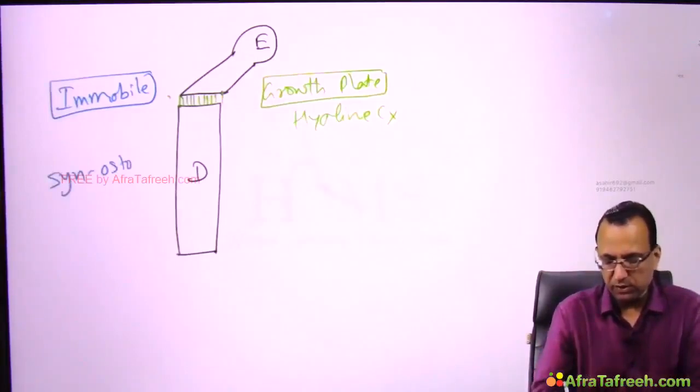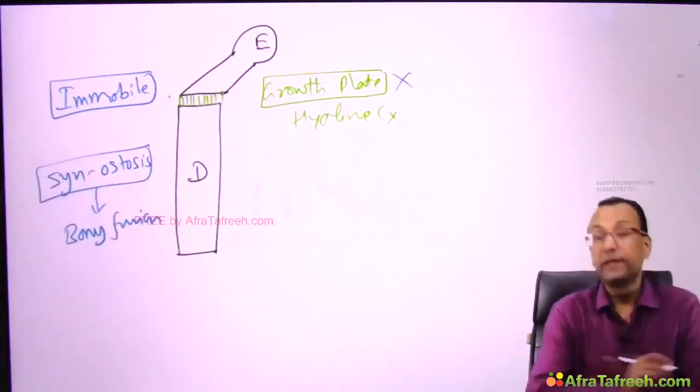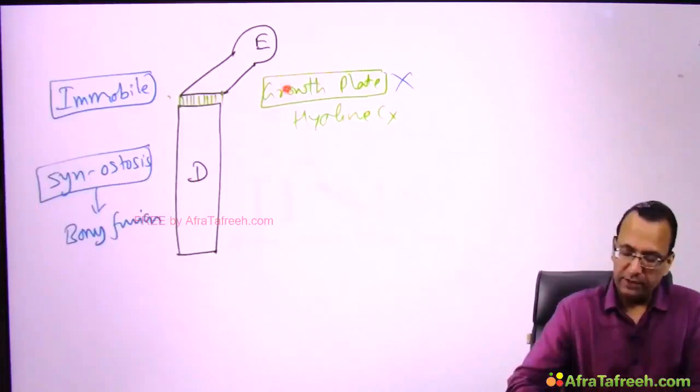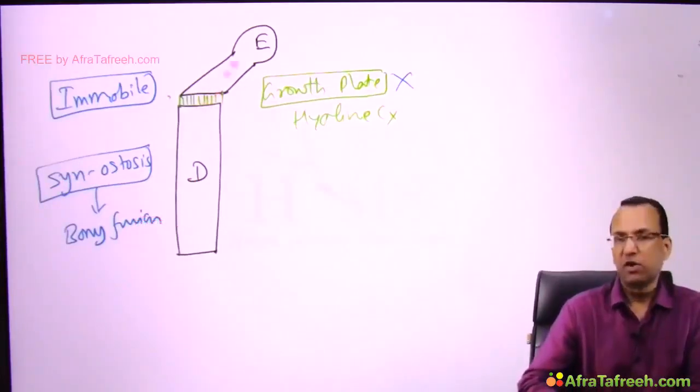What is synostosis? That is bony fusion. When will there be bony fusion? When you have disappearance of the growth plate. So when the growth plate disappears, there'll be bony fusion, and synchondrosis will change into synostosis because the cartilage will disappear.